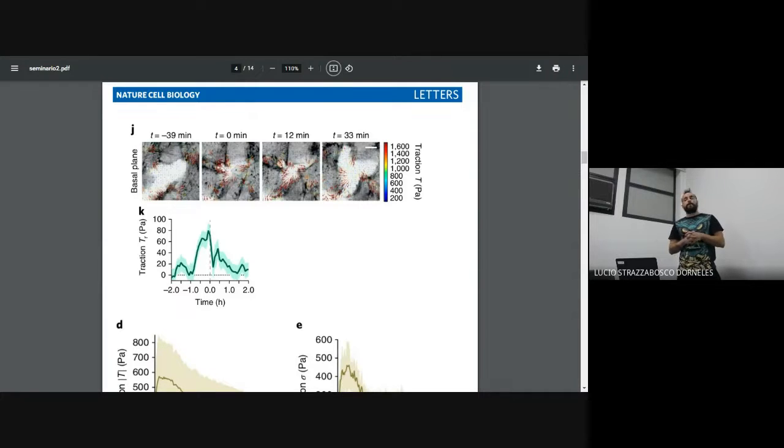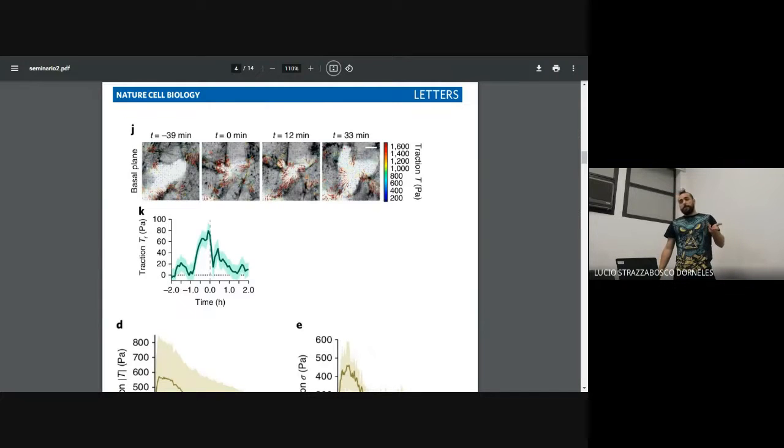And using the area of neighbors, we can measure what they call the traction between the neighbors and the cell that is being divided. So here they use MATLAB to measure some pressures between the neighbors and the cell. And here we have an example of this.